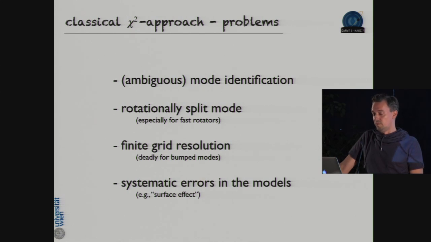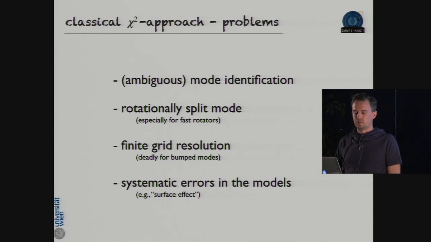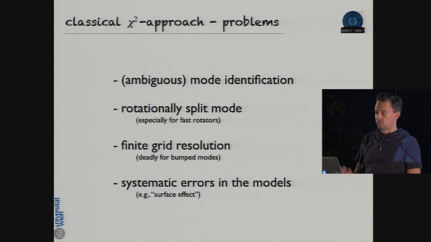But there are more problems. So, of course, your grid resolution is finite. So you can't compute an infinite number of models, and this can really get deadly, for example, for bump modes. But you also have systematic errors in your models. We know that, for example, in a solar type oscillator, at the higher radial orders, the model frequencies deviate from the observations from where they actually should be. But we can't do anything about that because we don't know the physics well enough to solve it.